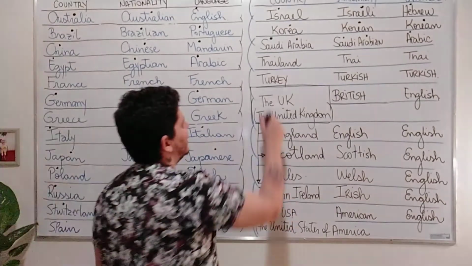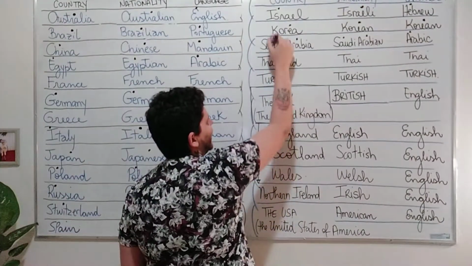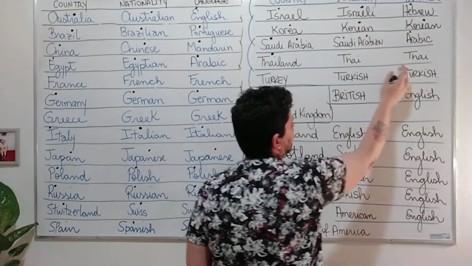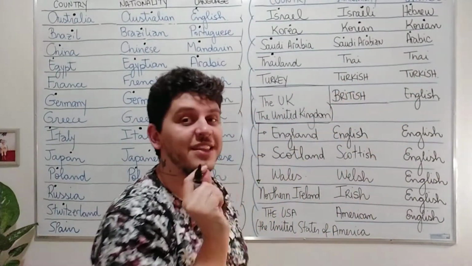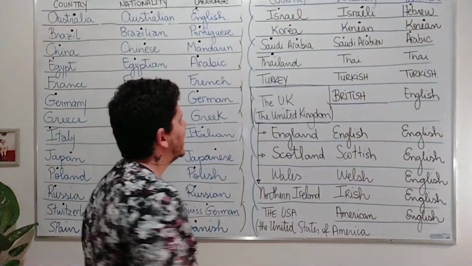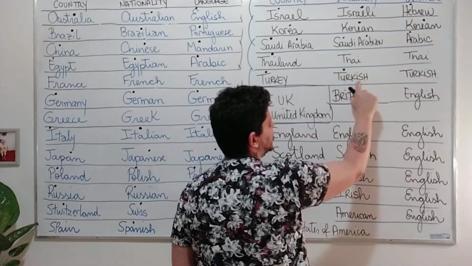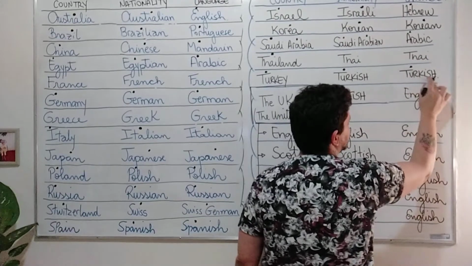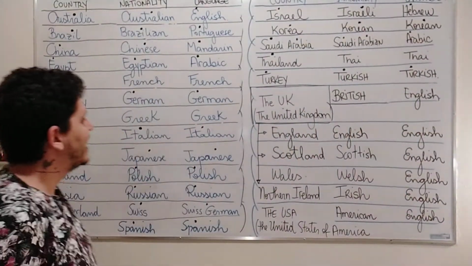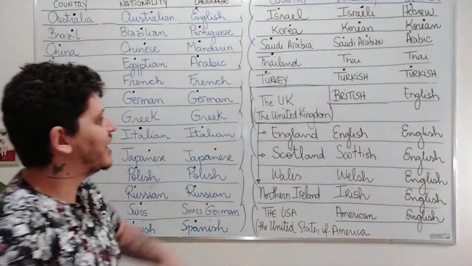Now we've got Thailand. Thai. Look at the TH sound. Thailand. Turkey, Turkish. Okay? Now we've got to the UK.